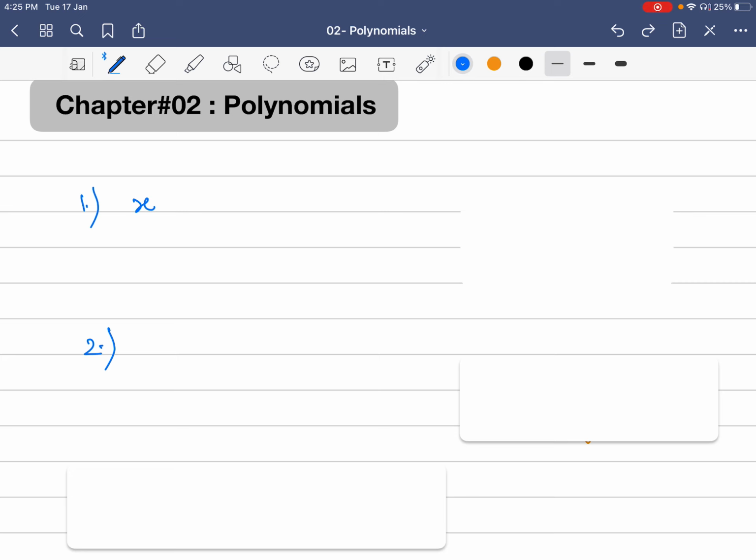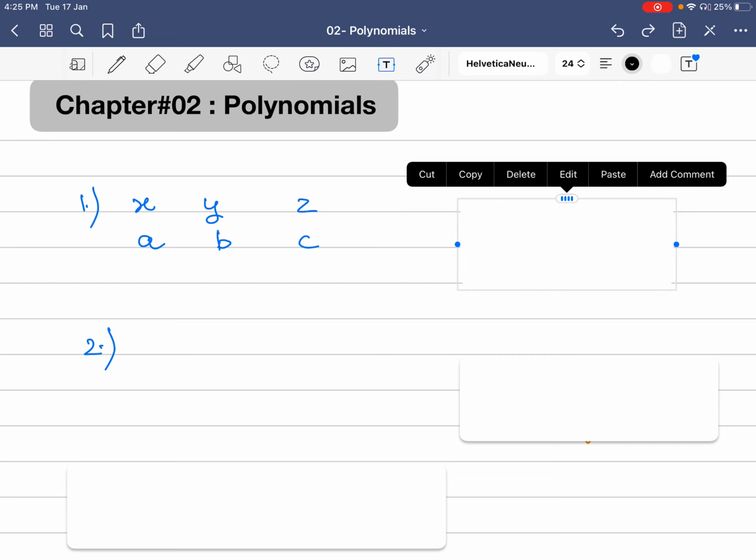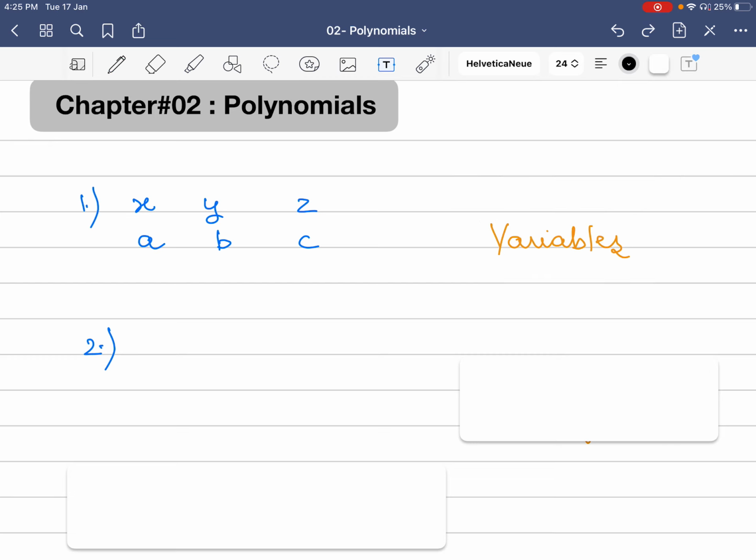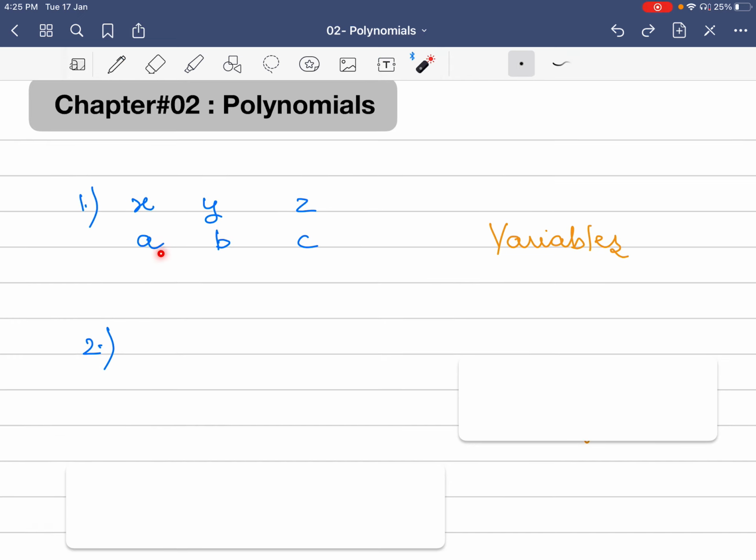Now consider these terms x, y, z, or consider this a, b, c. So we have seen these terms or these symbols before, and typically in algebra these things are called variables. Okay, so as you can see, this x, y, z, or a, b, c, or we can take any random alphabet from our 26 alphabets, p, q, r. All these things are collectively called variables in algebra.